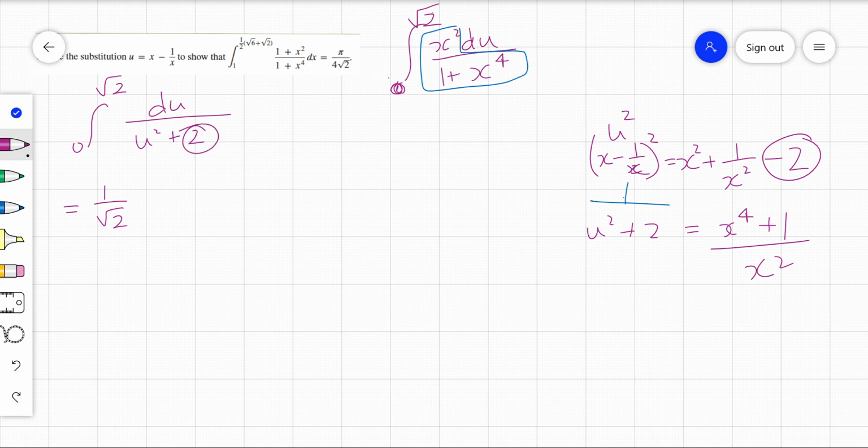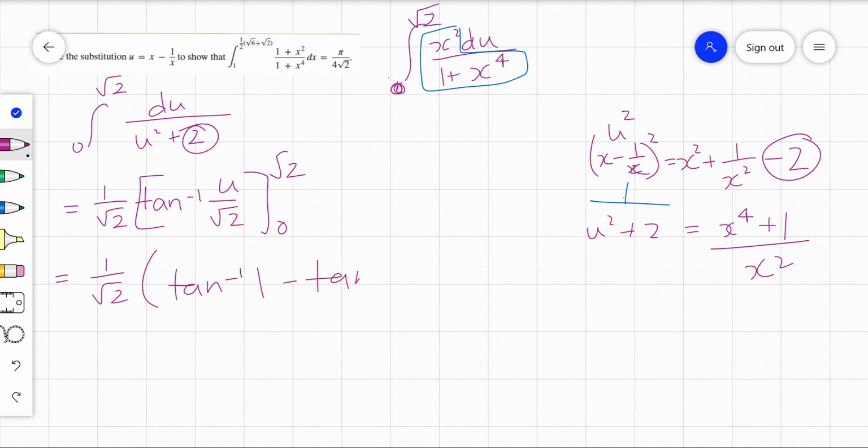So here, this is root 2 squared, so I know it's 1 on root 2. Have a look at your formula booklet if you're not sure. And this will be u on root 2 here. So it's a definite integral between 0 and root 2. So I've got 1 on root 2 times inverse tan of root 2 on root 2 minus inverse tan of 0 on root 2, which is 0. So nice and easy. We know that's pi on 4, and we know that's 0. So we've got pi on 4 root 2.